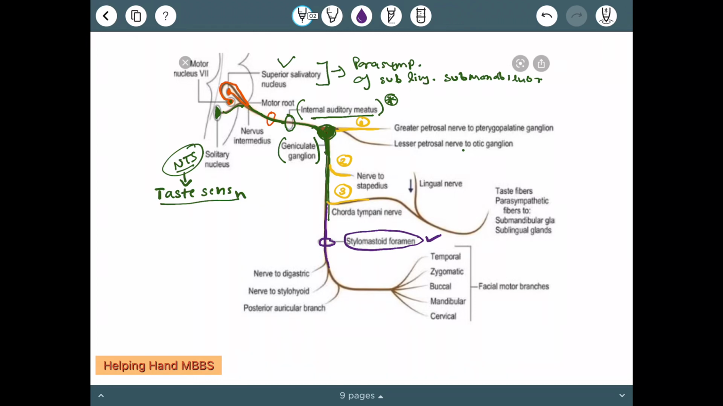On the face, it enters here. There is a parotid gland. It enters the parotid gland, and it does not supply the parotid gland. This is very important, that it enters the parotid gland but it does not supply the parotid gland.